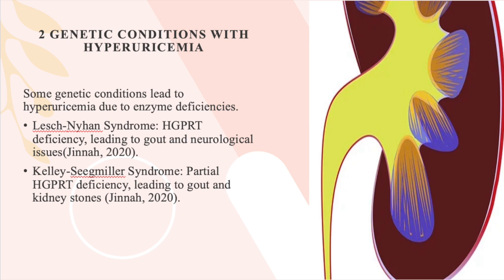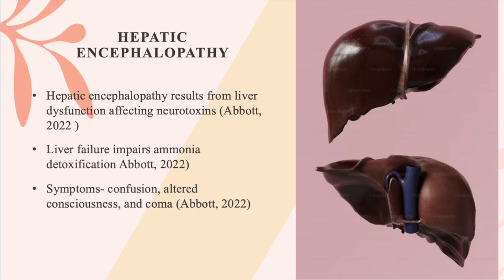Now, there's two genetic conditions with hyperuricemia that I'll talk about. And complications in purine metabolism in patients with genetic disorders can lead to hyperuricemia. So when talking about HGPRT deficiency in Lesch-Nyhan syndrome, it causes hyperuricemia and gout because of excess uric acid production. But now in Kelley-Seegmiller syndrome, there's partial HGPRT deficiency in these patients, and it can lead to hyperuricemia and also gout and kidney stones. Now we'll talk about hepatic encephalopathy.